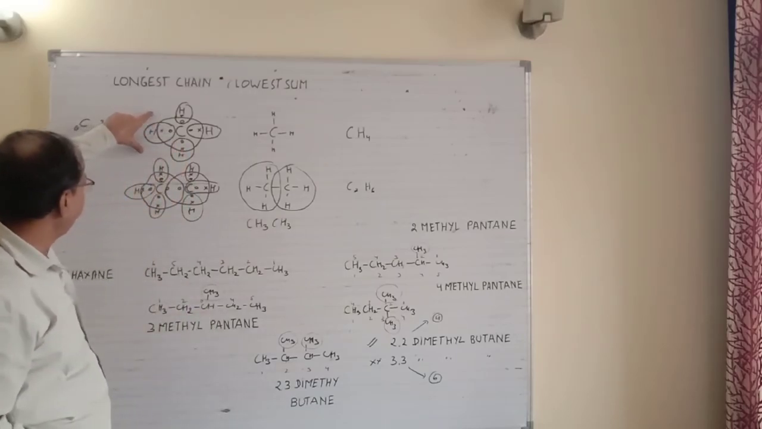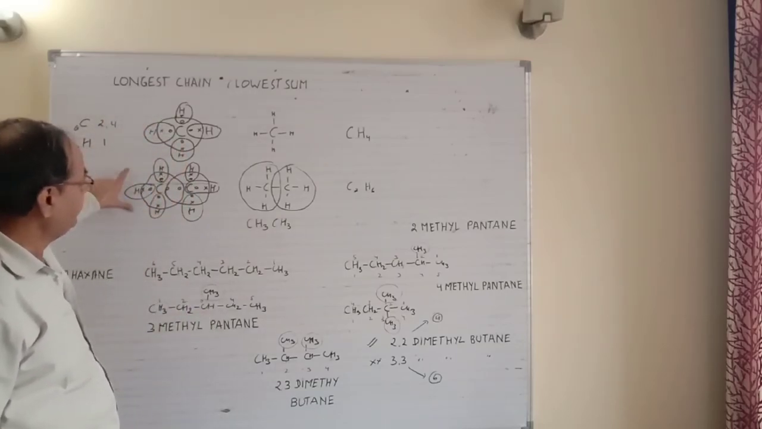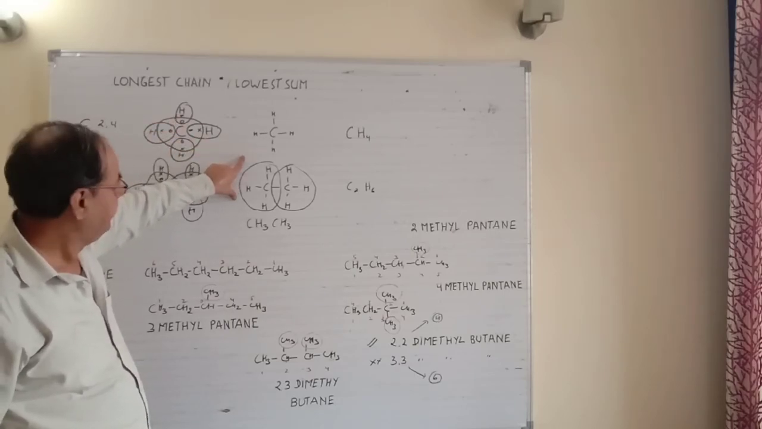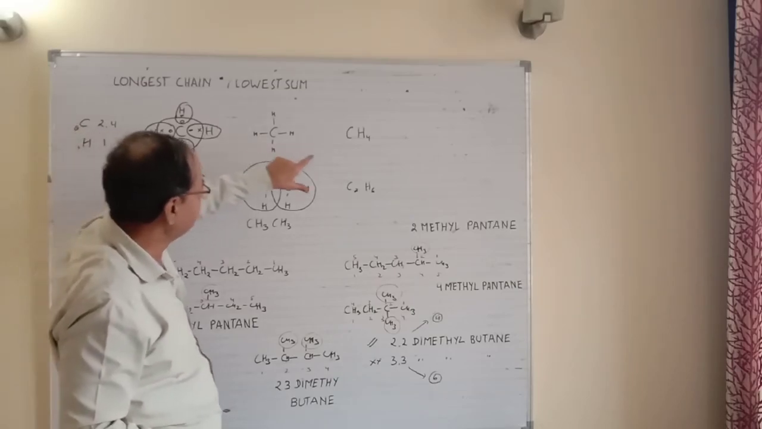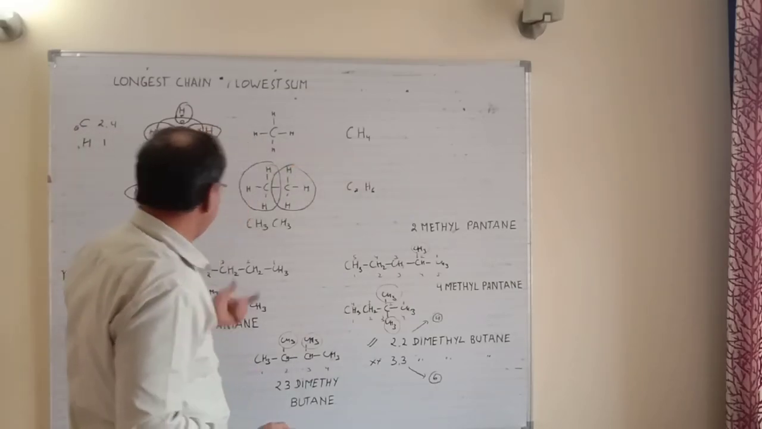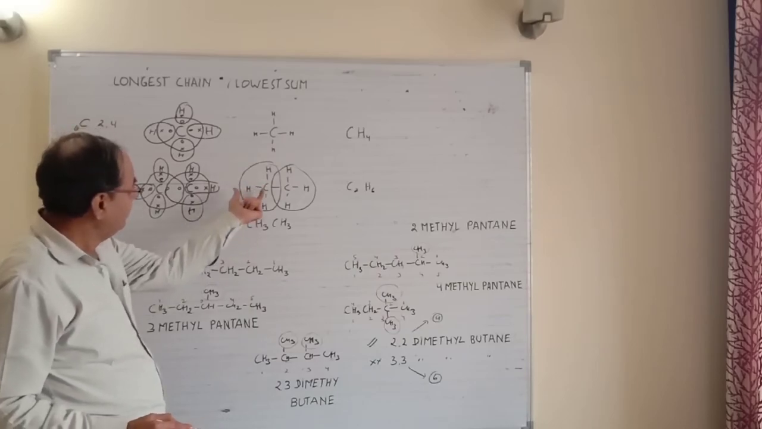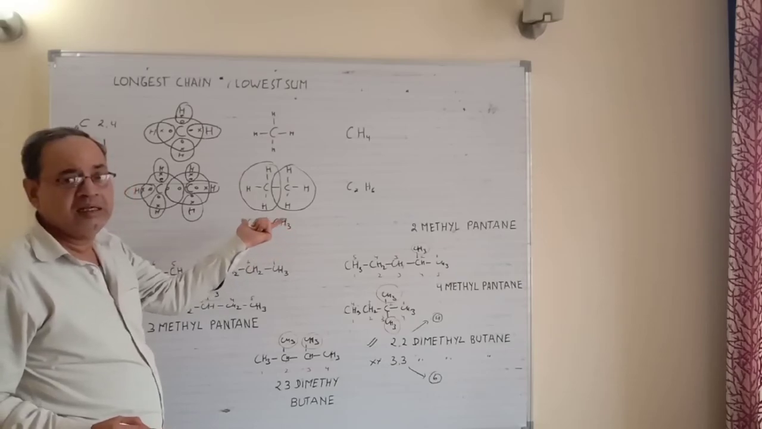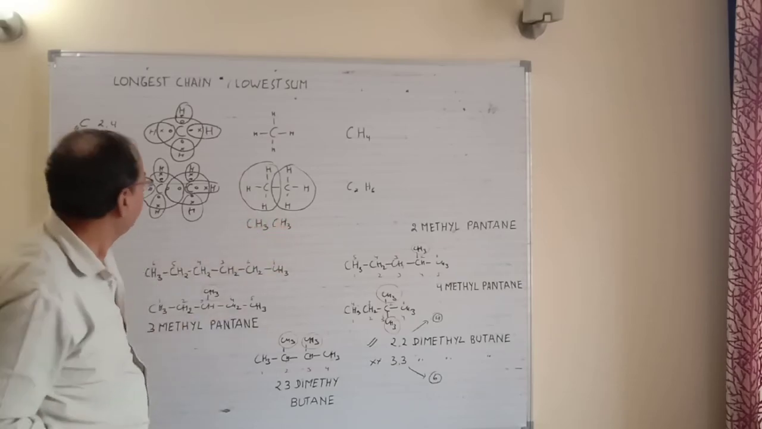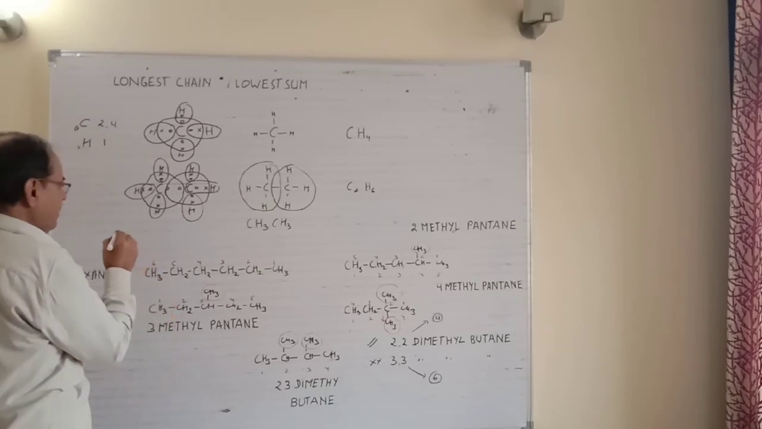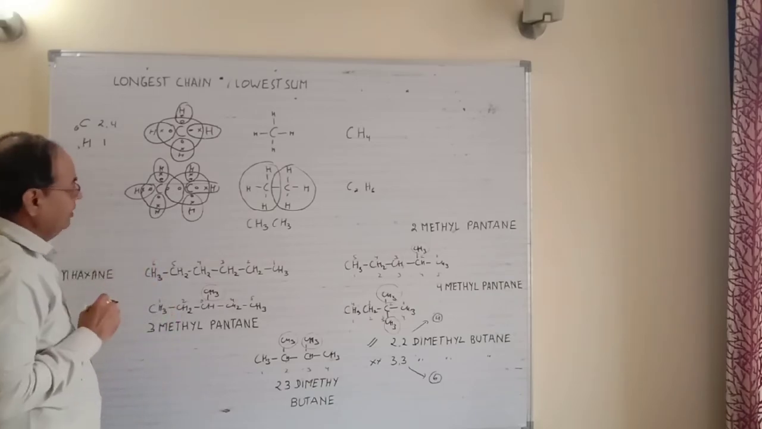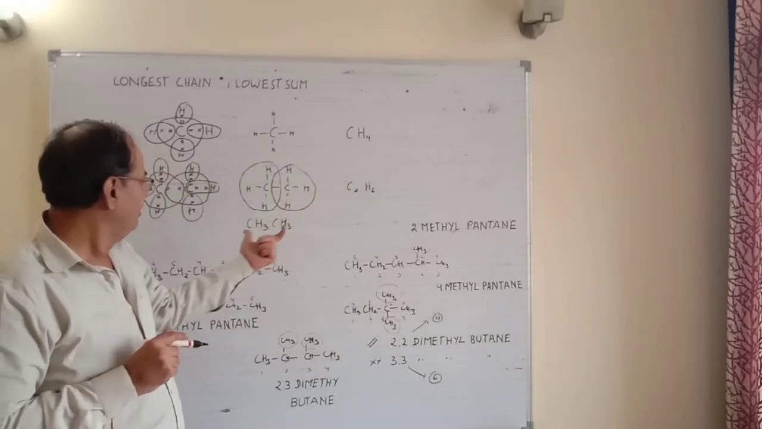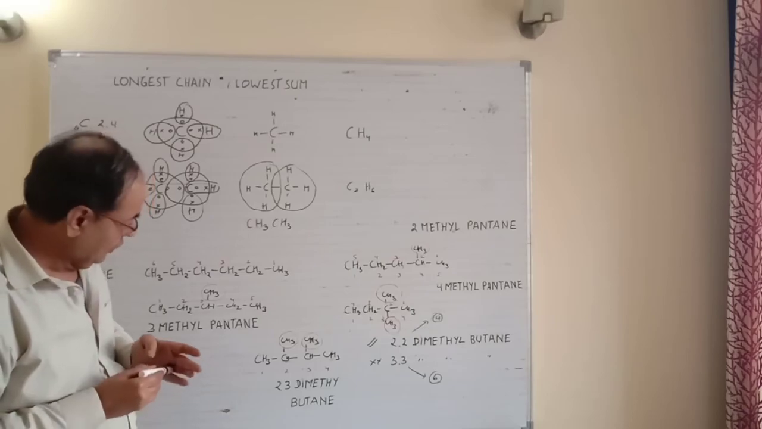When we write it this way, it is called the electronic structure. When we write this way, it is called the molecular structure. This is the molecular formula. Now when we write in a separate way, like CH3 this one and CH3 this one, this is called the structural formula. Okay, so we have the electronic structure, the molecular structure, the molecular formula, and the structural formula.